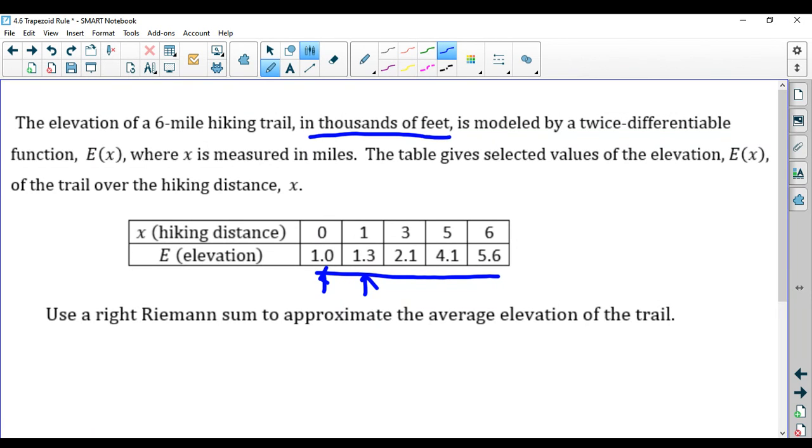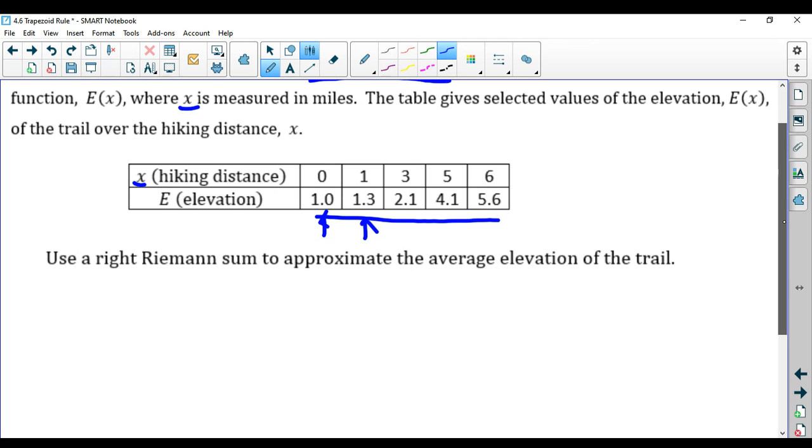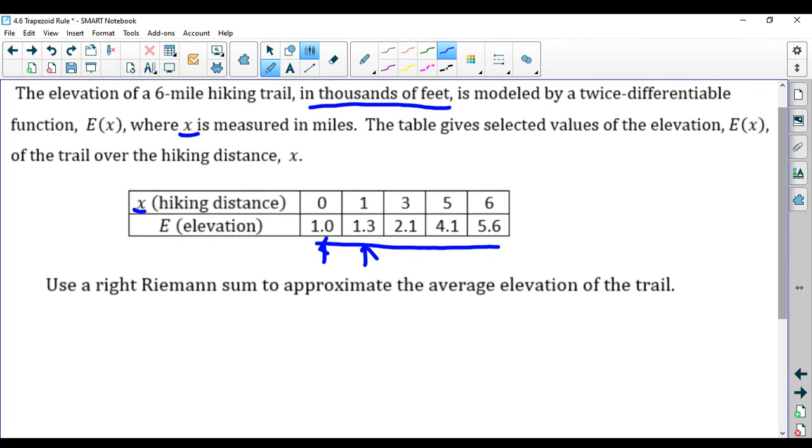So here we go. X is measured in miles. So they want us to find the average elevation of the trail. So E is the elevation, we need the average value.